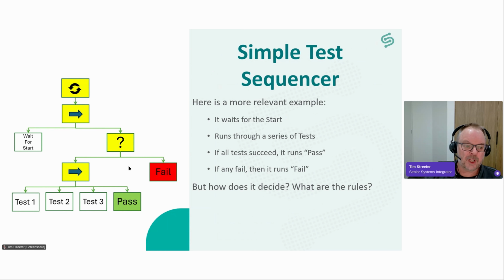So anyway, here's a more relevant example, because we're not really gamers or writing games, or maybe some of us are. It's a simple test sequencer. It has three tests. Pretty much the logic is it waits for a start button, then runs through these tests. If they pass, it runs a pass state node. If it fails, it runs a fail node. But how does all this work? What do all these mean?